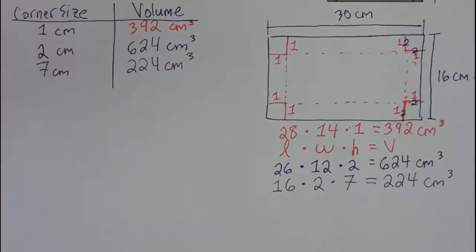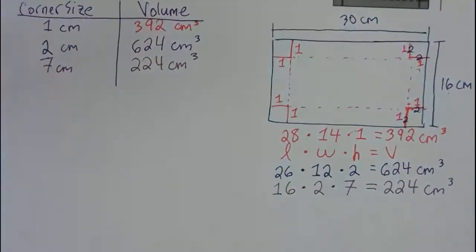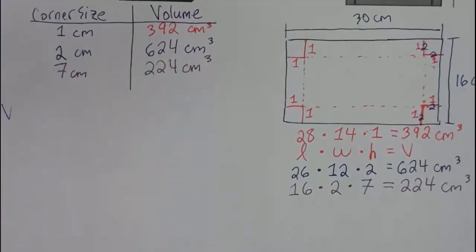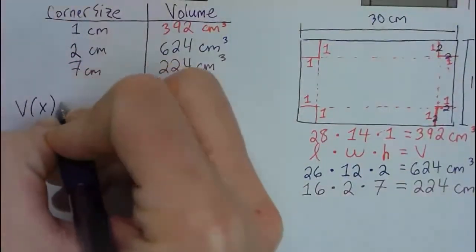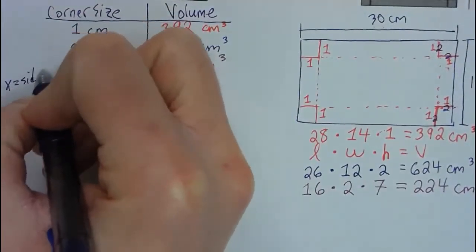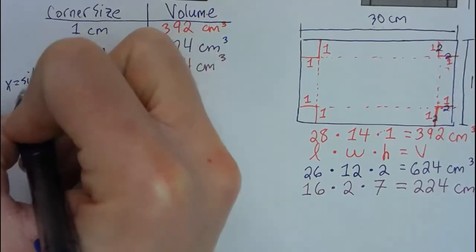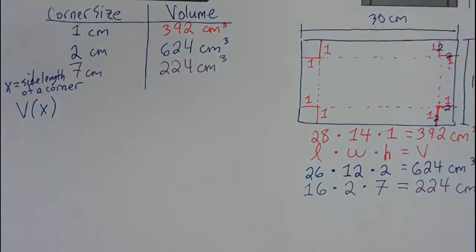But what we really want is a systematic way of doing that. We were looking for a polynomial that would represent this situation. So we're going to be looking for an equation for volume. We're looking for V of x, where x is the side length of a corner. And we're trying to figure out what V of x could equal in this kind of situation.